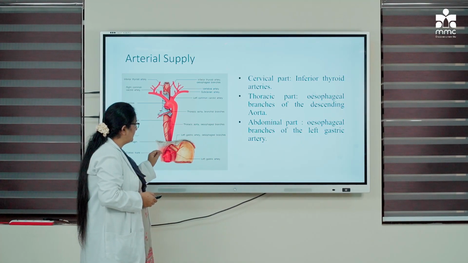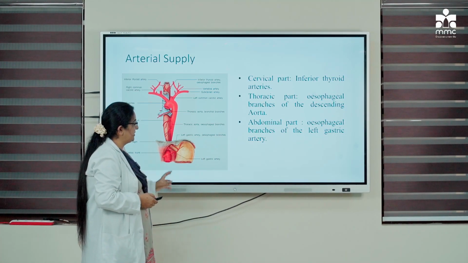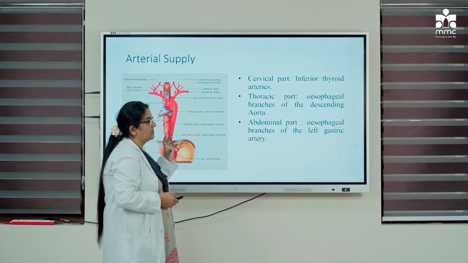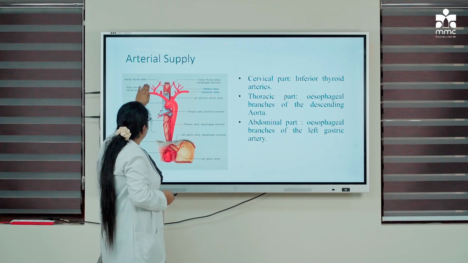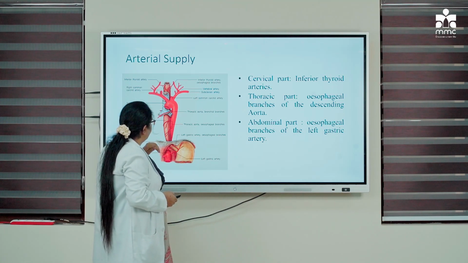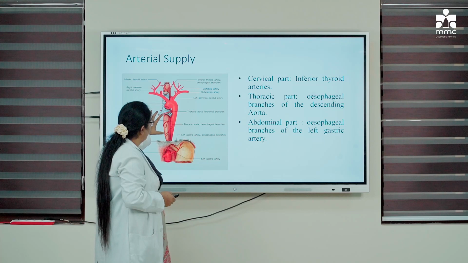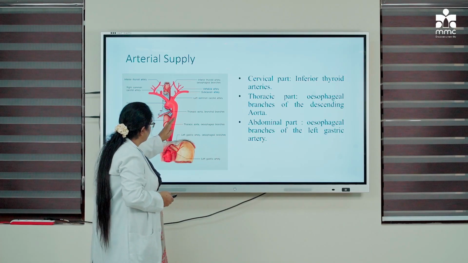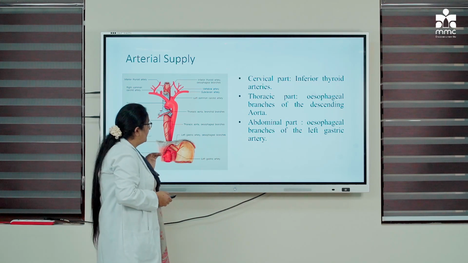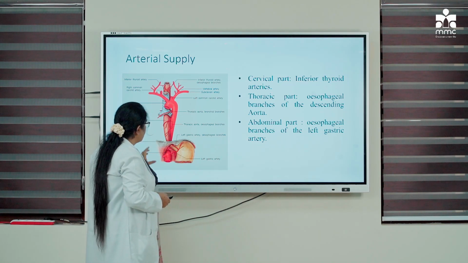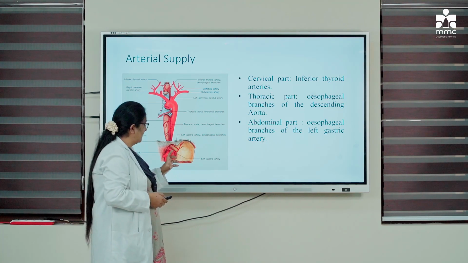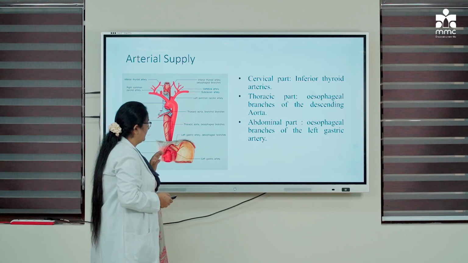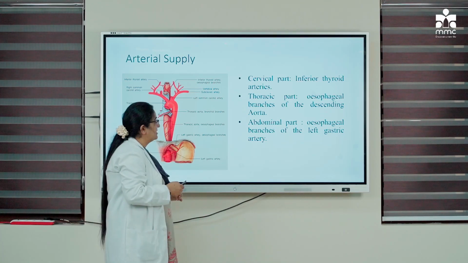So this left gastric artery will also give the esophageal branches. That means if we talk about the cervical part, in the cervical part we have the inferior thyroid artery which is supplying this. If we are coming to the middle part, that means thoracic part, for thoracic part we have our descending thoracic aorta which is giving the esophageal branches. Apart from that, the next one is our abdominal part. Abdominal part is getting the blood supply from this left gastric artery. Okay, so that is all about the arterial supply.